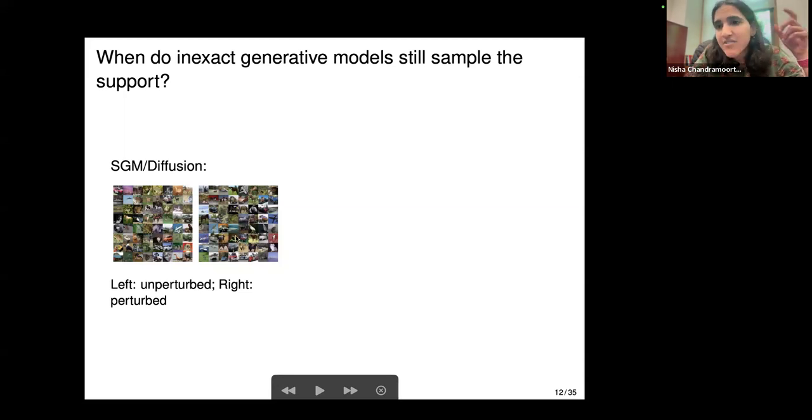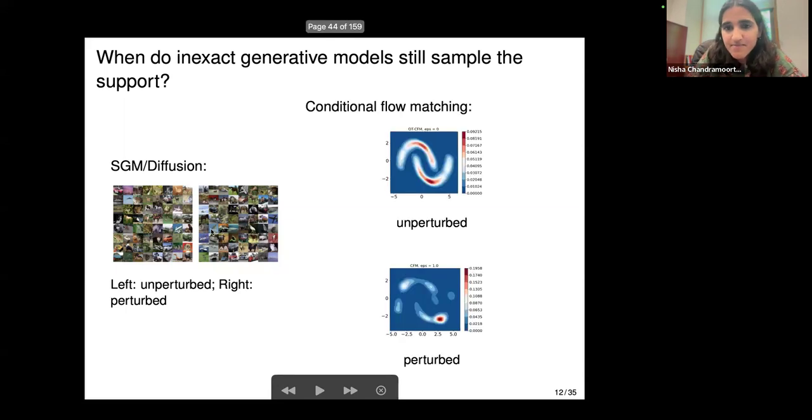And you can calculate the FID score, the likelihood, and so on, and they match quite well, they're close to each other. So you can't really tell that the quality of the image has gone down when we add the errors to the reverse process.